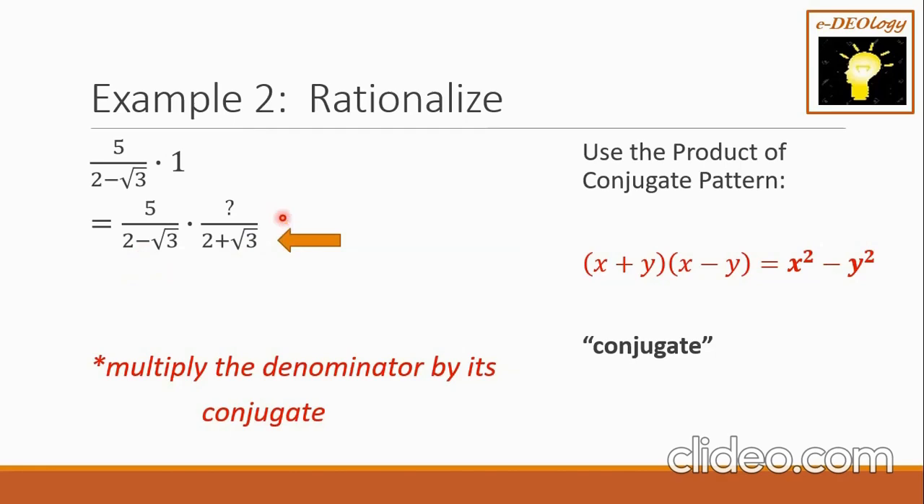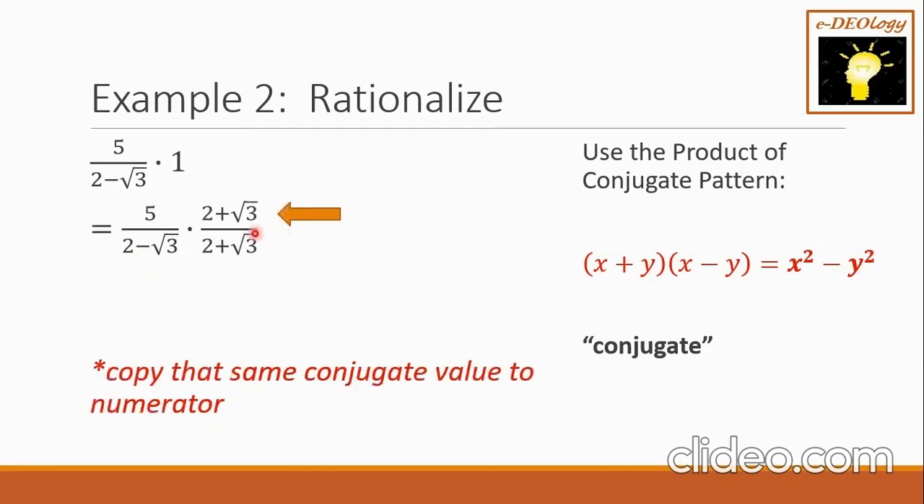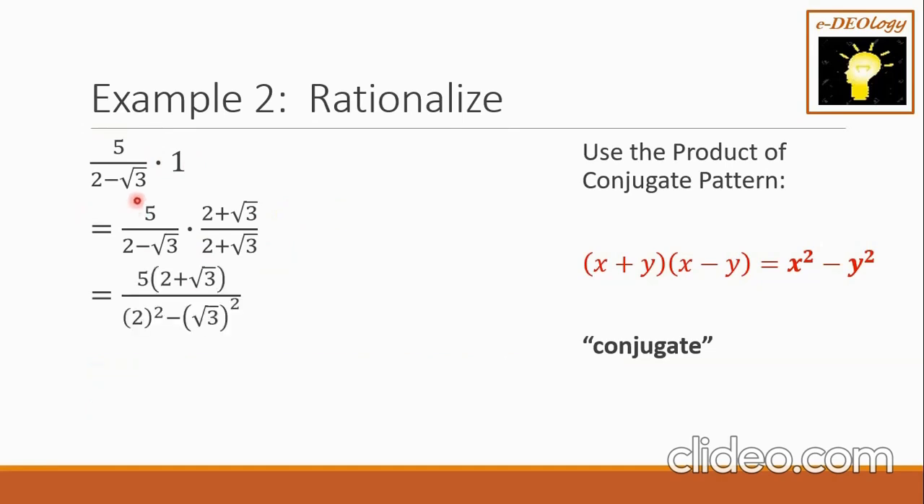The next is the numerator. We'll just simply copy the conjugate value. So when this numerator and denominator are equal, this value is equal to 1. So it's not changing the value of our original fraction. The next is, we're going to multiply now the numerator by numerator, denominator by denominator. In the numerator, the number 5 is multiplied to the binomial. We'll just put them together. The 5 times the 2 plus the square root of 3.